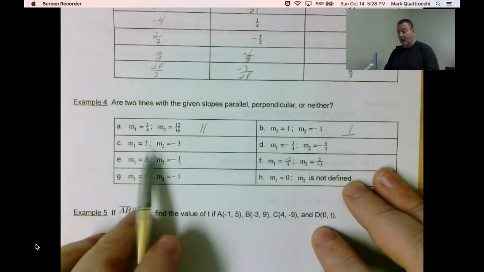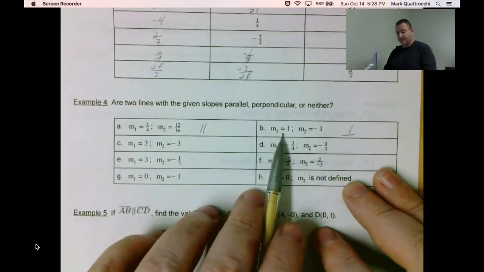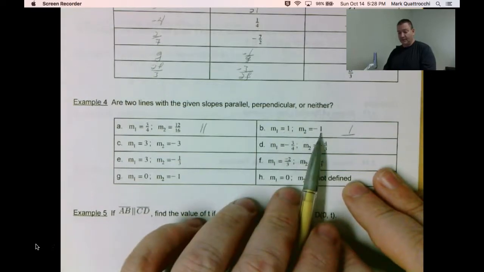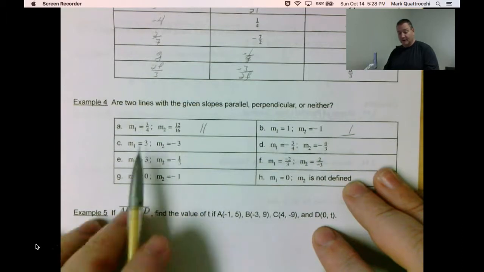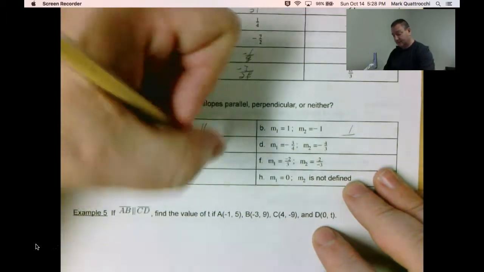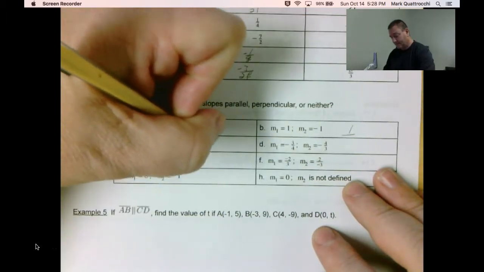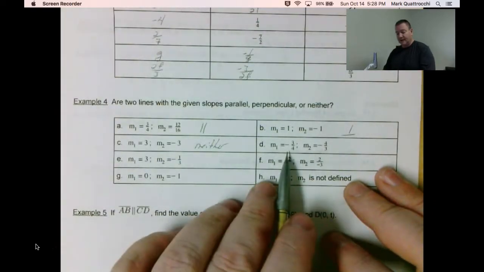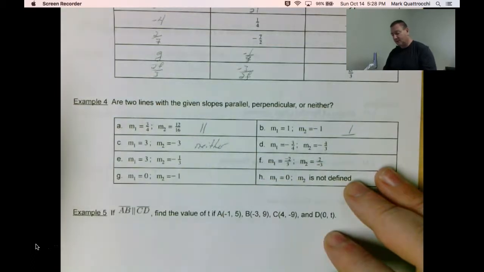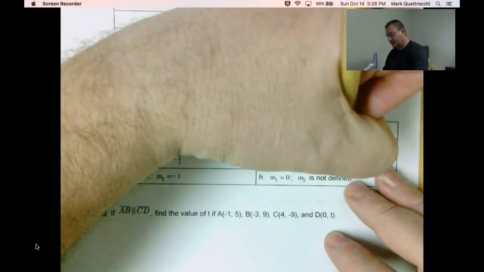These are not negative reciprocals of each other. This is the only unique time where it doesn't look like they're reciprocals. These are not reciprocals. They are negative to each other, but they're not reciprocals. So this is neither. These are reciprocals, but they're not negative to each other. They're both negative. One's got to be positive, one has to be negative. So this is neither again.